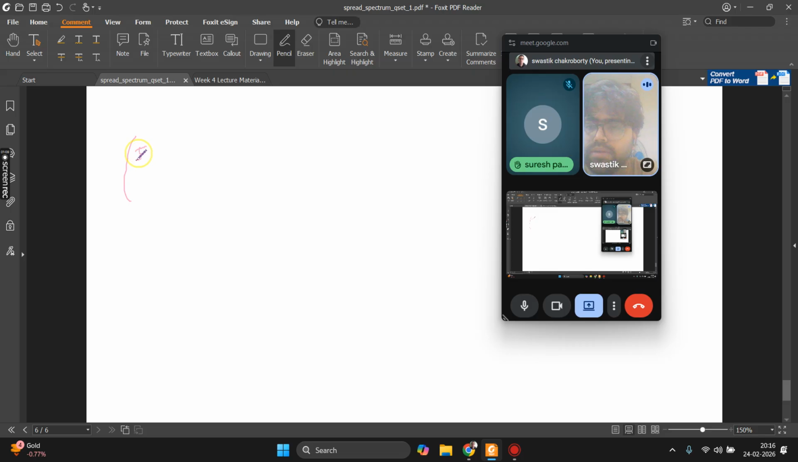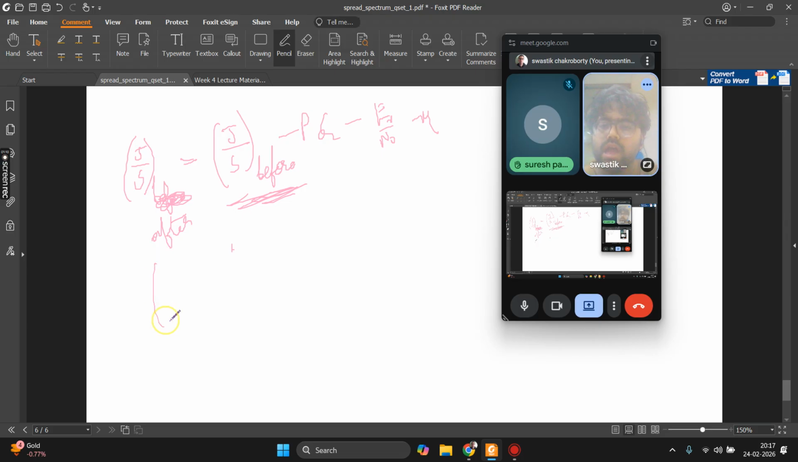So the J/S before, sorry, J/S after is J/S before, and what gets subtracted? The processing gain gets subtracted and all the margins. Eb/N0 and the margin get subtracted. Now they are asking for the before J/S, not the after J/S. What is the J/S after? They are asking for the minimum. The minimum is when there will be 0 dB.